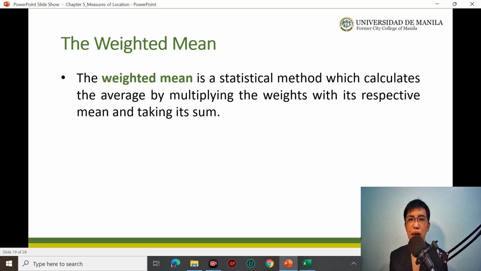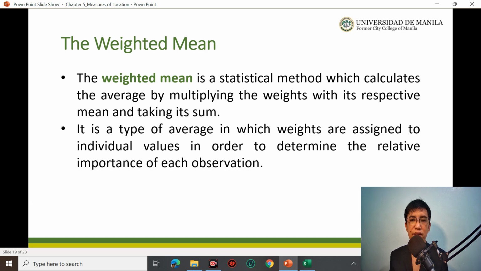That's weighted mean. Okay, it is a type of average in which weights are assigned to individual values. That's what I'm saying a while ago, in order to determine the relative importance of each observation. Okay? So kapag mas madami yung kanyang weight, ibig sabihin it's more important.